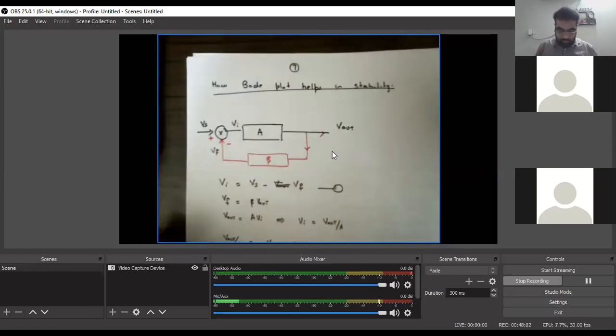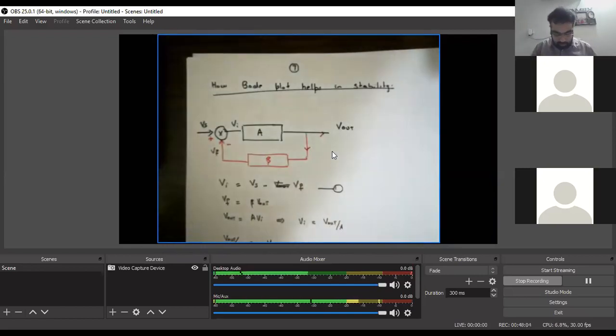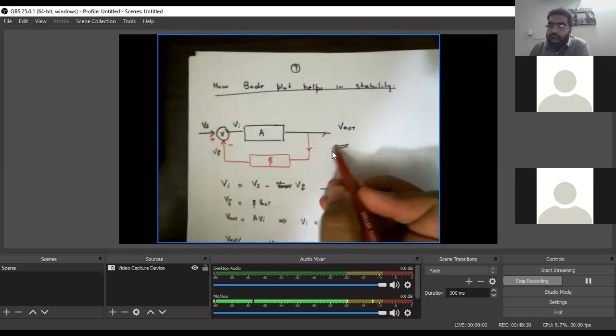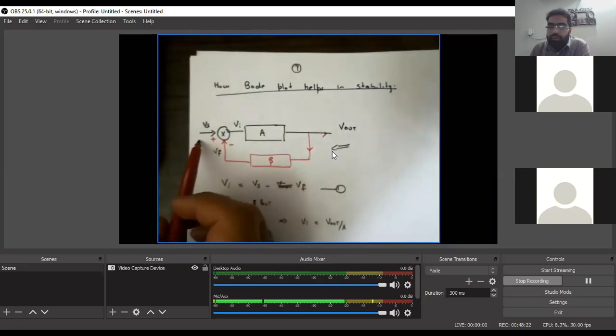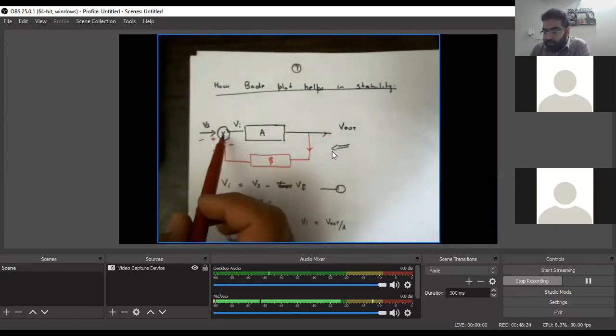So till now we have seen the Bode plot, but we didn't see how the Bode plot is going to help us. For that, we go back to our basics, and for that we need to draw the feedback system. So this was the feedback system from where we started. We have an input Vs. It's going to, you can say, a mixer, for example.